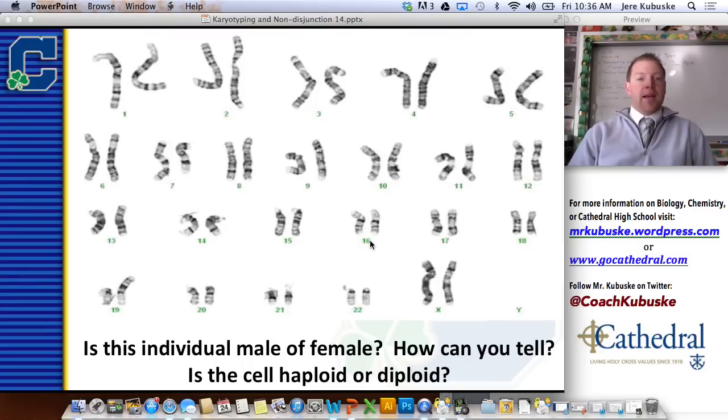Okay, so let's take a look. This is a karyotype of an individual. This is a human being because we have 23 pairs of chromosomes. Now take a look at it. You notice anything wrong with it? Is this individual male? Is this individual female? Is this a diploid or haploid? What do you think?